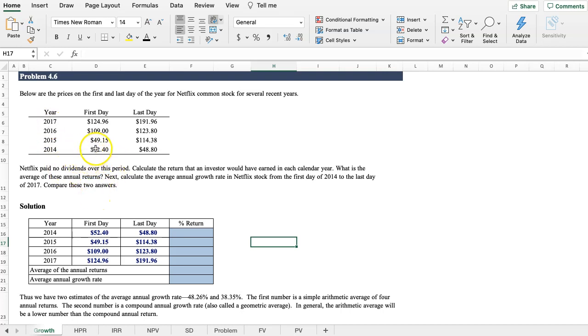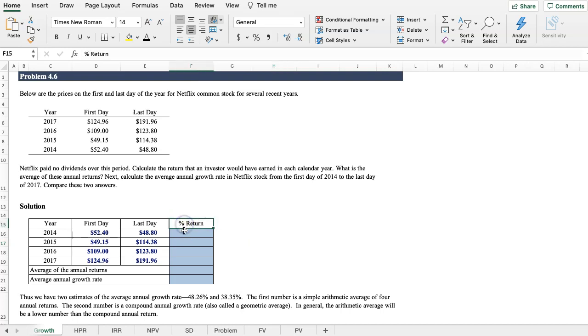So this just means the first day of the year the stock was at 52, and the last day of the year, say December 31st, was at 48.80. So we need to calculate the return for each year. Okay, that's pretty easy. When you calculate a return, I always say, new minus old divided by old.